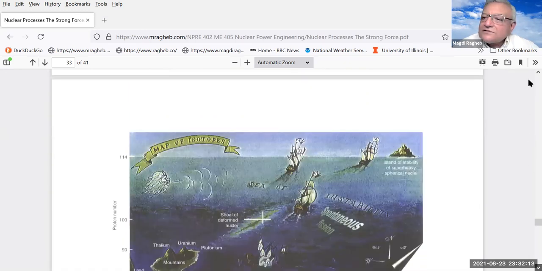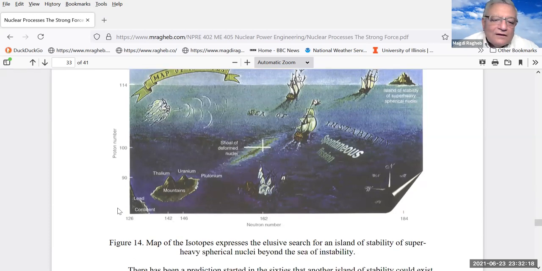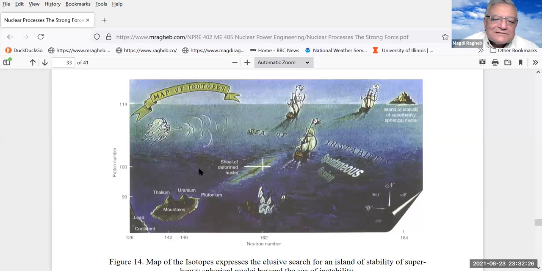This graph shows us the state of learning. As I mentioned earlier, that island of stability. This is the depiction by some people from the Lawrence Livermore lab. They call it the map of the isotopes. So they talk here about the lead continent where we have the stable isotopes. Then we have some kind of an island of stability, which contains thorium, uranium, and plutonium. And then we have what they call shoals. These are nuclei that are deformed, but they're not stable. So they show them as a shoal. A shoal is a rocky formation in the ocean that is covered with water.